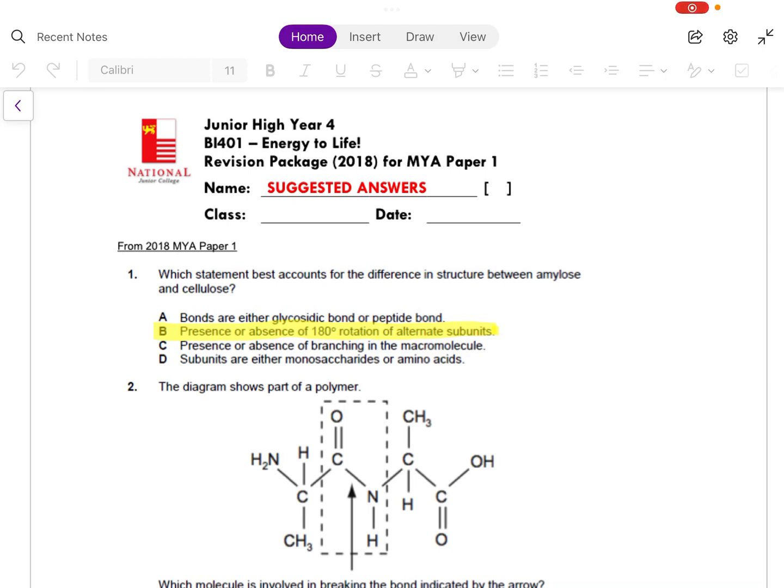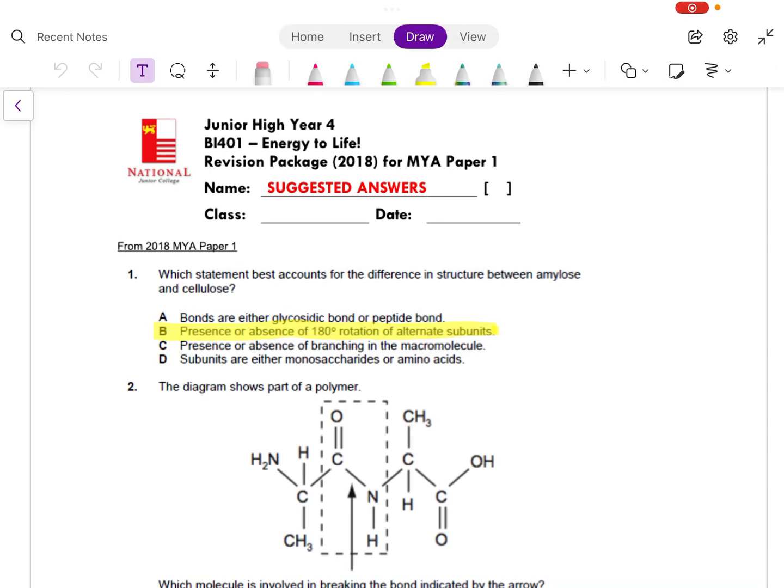Question 1, which statement best accounts for the difference in structure between amylose and cellulose? First and foremost, amylose is a form of starch. Cellulose, we also know, can be found in plant cells. So what can account for the difference in structure? Well, the bonds are either glycosidic or peptide bond. This statement is not correct because in both cases, there's no peptide bond, only glycosidic bond.